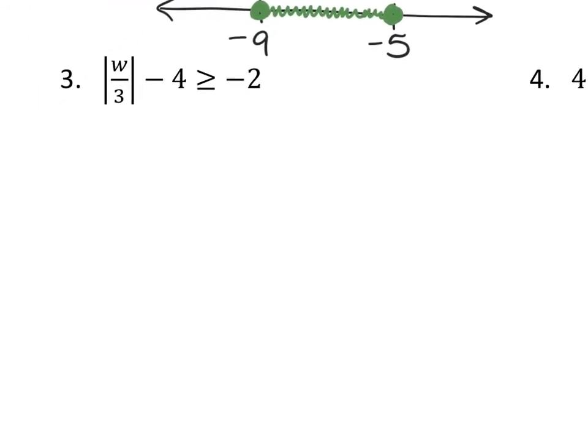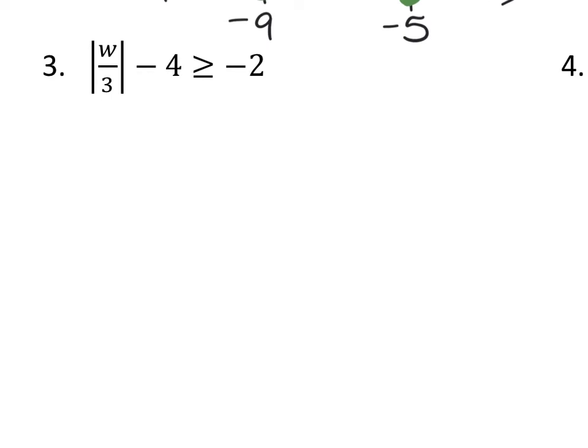Number 3. Is it isolated? No. It is not. That absolute value bar is not the only thing on that side of the inequality. So we have to do something to get it isolated. How do we get rid of that big minus 4? Plus 4 on both sides. Fabulous. Okay, great. That's going to go away.